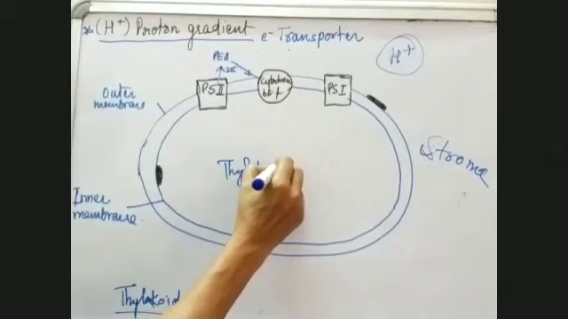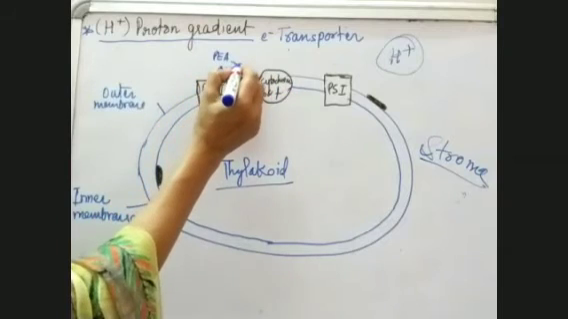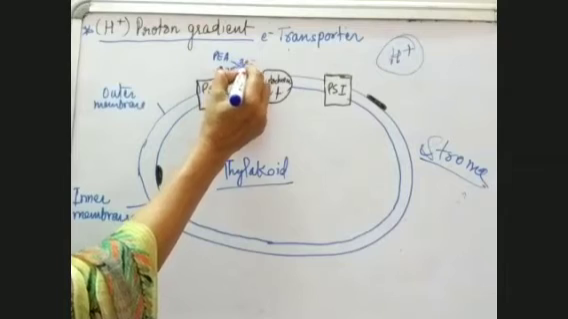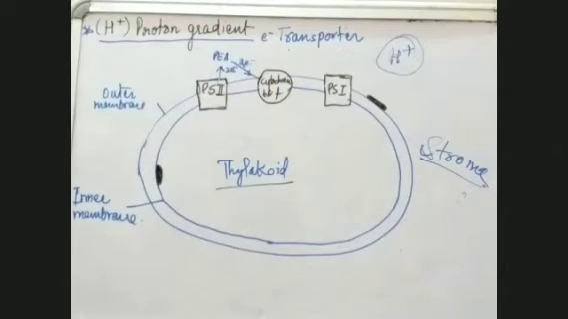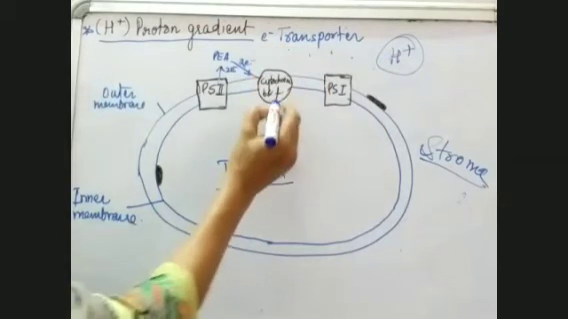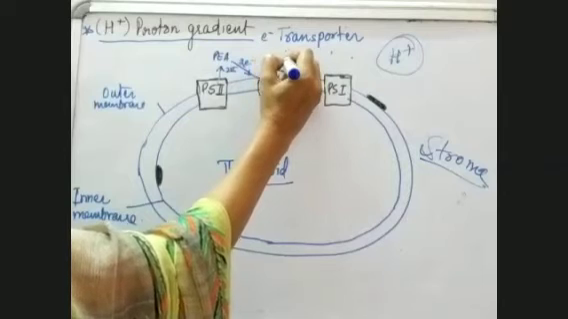Thylakoid. And this outside is stroma. So what happens is that the electron, which has now started moving downhill, is accepted at the cytochrome by a proton acceptor, a hydrogen acceptor. Now from where does this proton come? This proton comes from the stroma. That means the cytochrome will take one hydrogen from here.